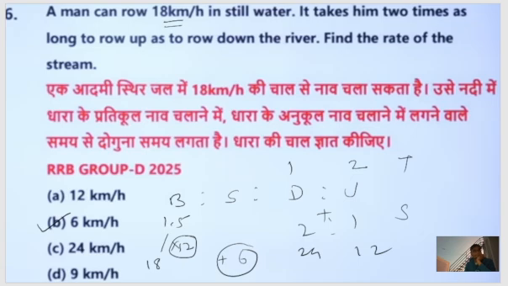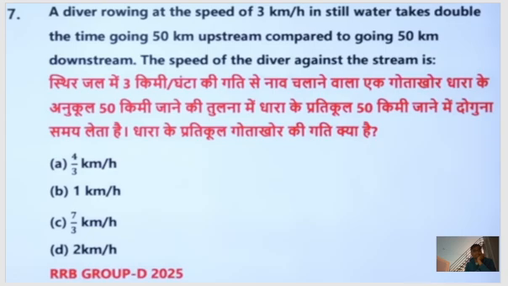Next question. The next question is, a diver rowing at a speed of 3 km per hour in still water. It means the boat speed is given, takes double the time going 50 km upstream compared to going 50 km downstream. The speed of diver against the stream is, means we have to find the upstream speed.